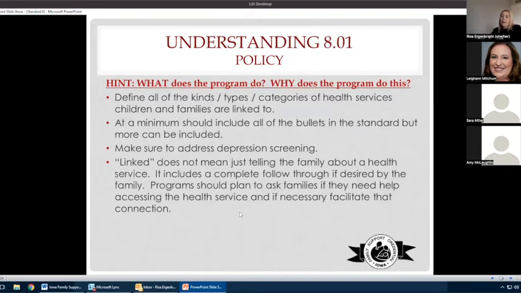Because it's hard to say a family was linked if it was just, hey, I gave them information about this dental clinic that's coming to town. Is that really linking them? I mean, it's just telling somebody about something. I don't think that fully meets the definition of the word linked.